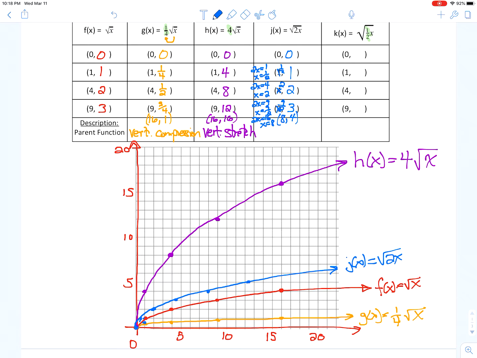What's happened here? Now it's almost as if this red line, the original, has been kind of pushed from the end so that it bows out. That is called a horizontal compression.